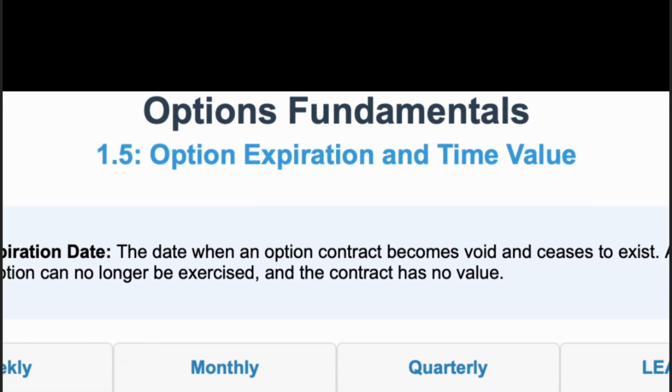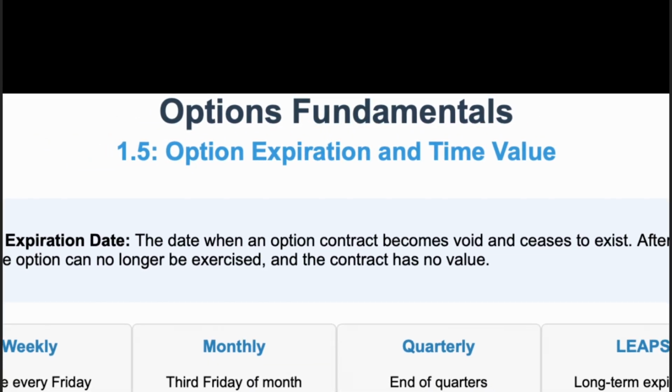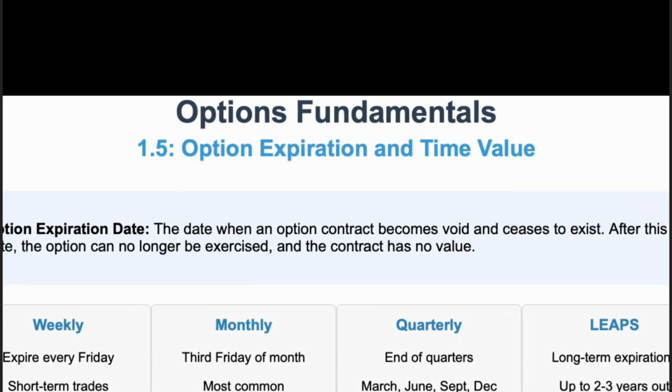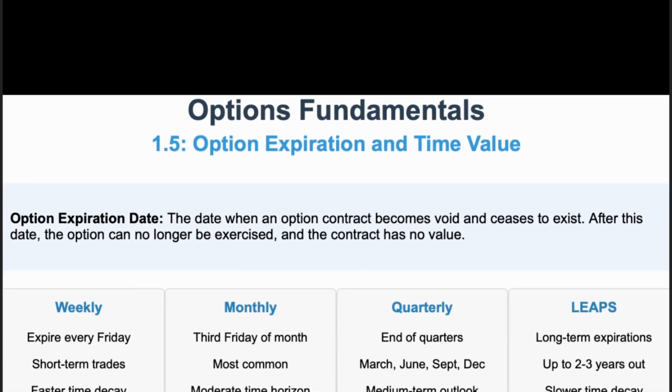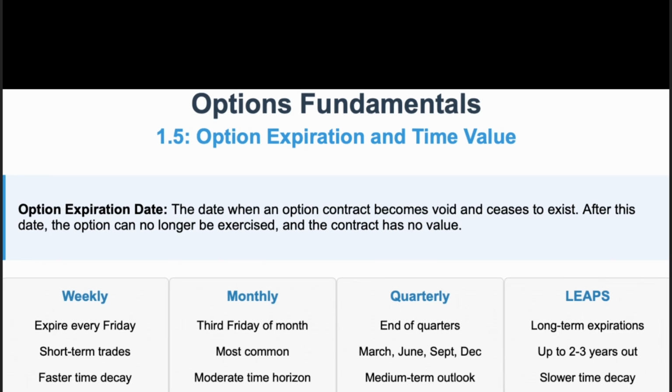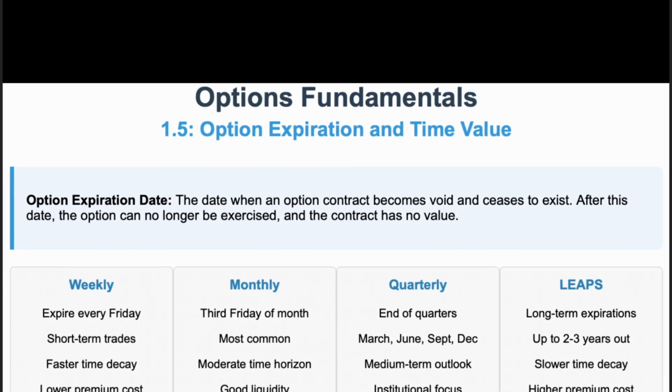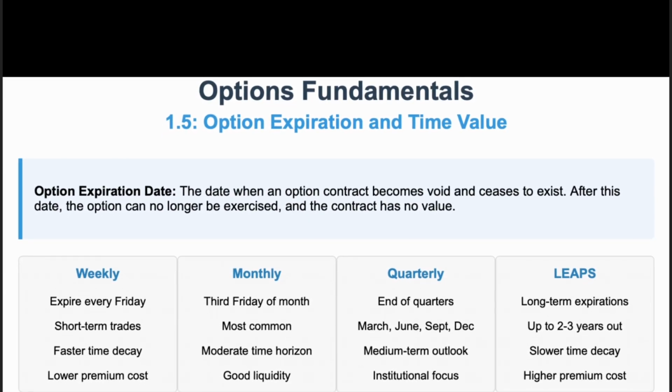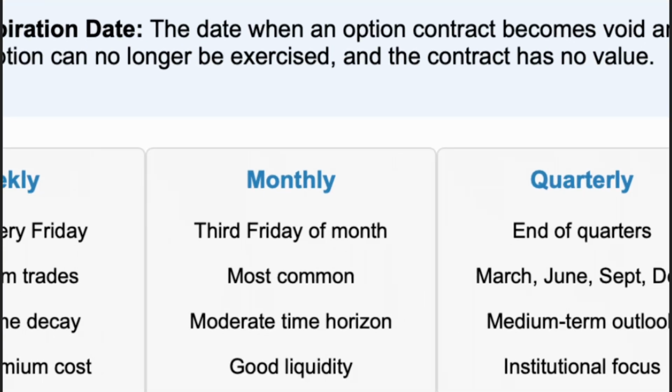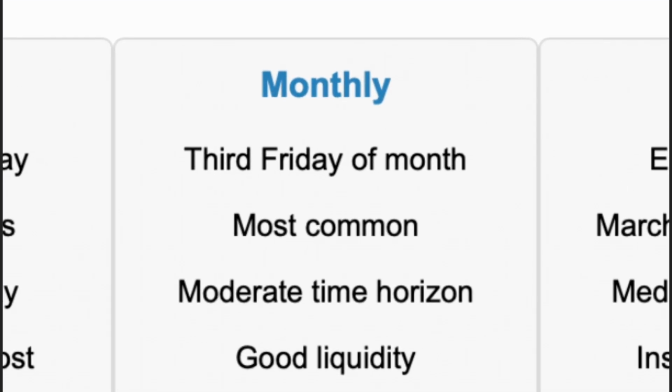That's right, Sarah. Unlike stocks, which can be held indefinitely, every option has an expiration date, the date when the contract ends. After this date, the option no longer exists. This finite lifespan is what makes the time value component of an option so important to understand. So let's start with the basics. What types of expiration schedules exist in the options market?